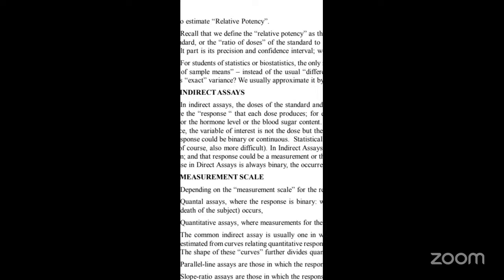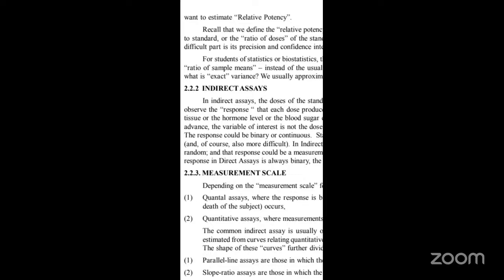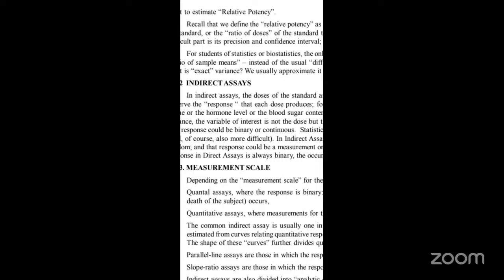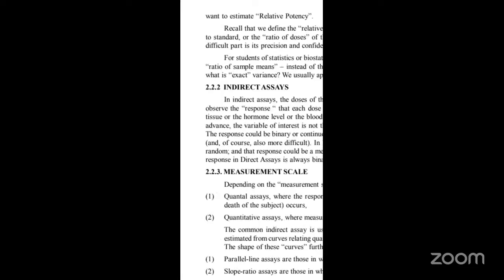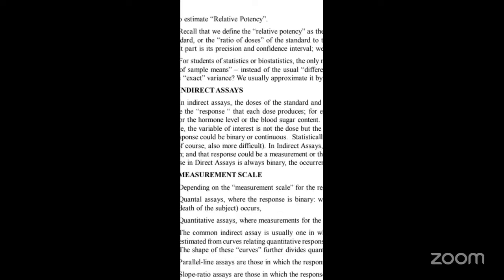Next one is indirect assay. What does indirect assay mean? The doses of the standard and test preparations are applied, and we observe the response that each dose produces. For example, here we measure the tension in a tissue, or the hormone level, or the blood sugar content. For each subject, the dose is fixed in advance. The variable of interest is not the dose but the response it produces in each subject.